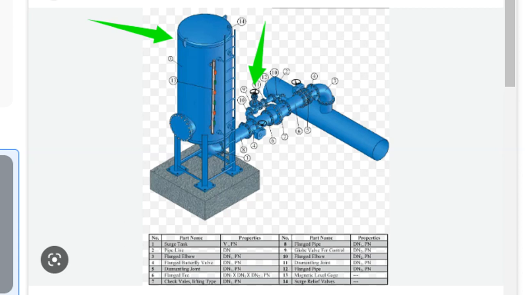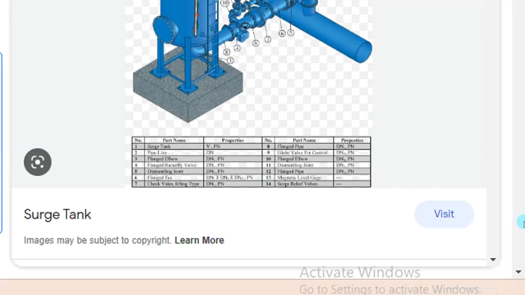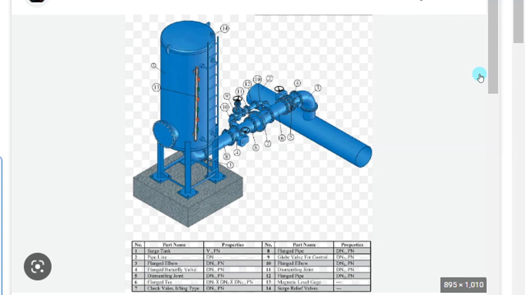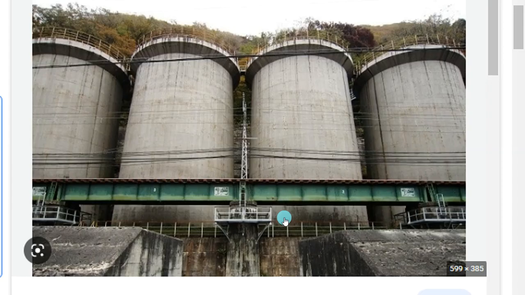To dampen the excess pressure variance. I will come to the pressure variance, but first of all I have to clear up the hydropower water, right? These are realistic surge tanks. So hydropower water is actually the water which is also called hydro energy water. Why is it called hydro energy water?